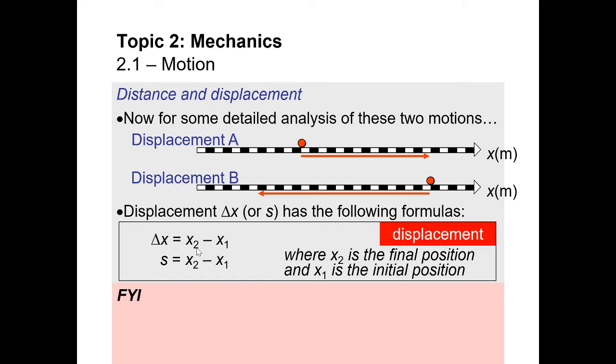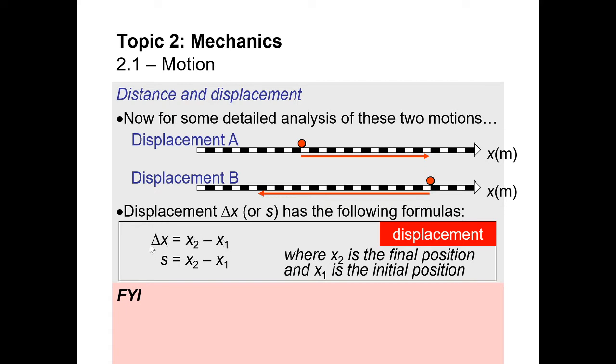Some physics textbooks, instead of using 2 and 1, use f and i for final and initial. You can use that, or you can use the numbering system. It's whatever you prefer. So now the change between x2 and x1, so x2 minus x1, we call that delta x.